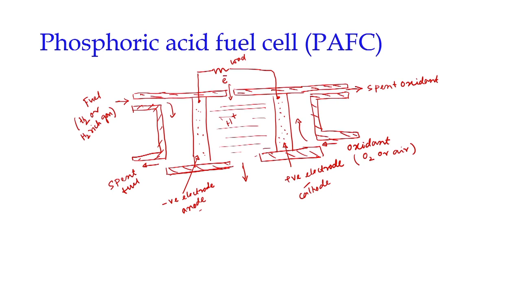So I would like to write the chemical reactions that are taking place. So as soon as this hydrogen enters here, then what will happen? This hydrogen is converted to hydrogen ion and then an equal amount of electron. So this will be H2 going to 2H+ plus 2 electrons, right? And this happens here in the anode, right? And what happens? This hydrogen ion will transfer through this electrolyte. So here electrolyte is phosphoric acid. Phosphoric acid. That's why the name is phosphoric acid fuel cells.